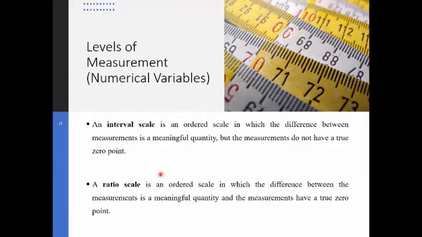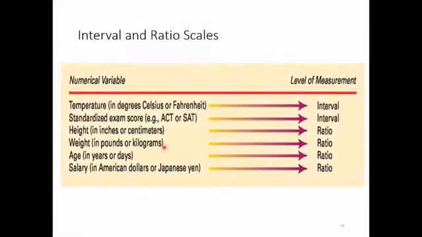But if you take temperature and you measure it in Celsius, say you have 0 Celsius, does that mean that there's no temperature? That's a question, because does 0 Celsius mean the same thing as 0 Fahrenheit? Not really, right? So that's why we consider temperature on the interval scale. And on the ratio scale, we have all the other numerical variables. So I have noted a few examples here. Temperature, SAT scores, they're all interval scale. Why is that? They don't have a true 0 point. But if you take height, weight, age, salary, all of these have a true 0 point, right?